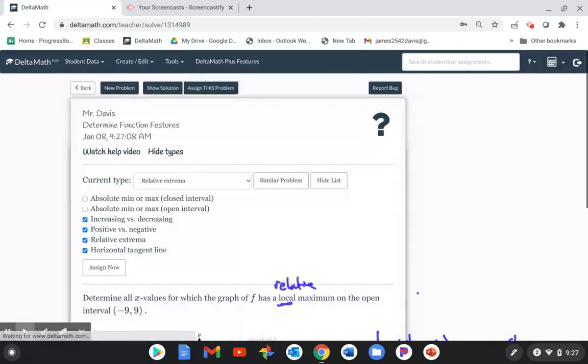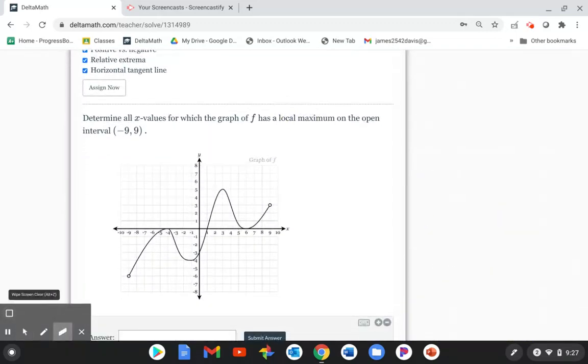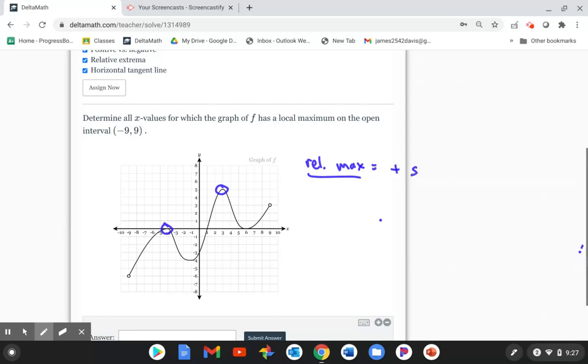Wanted to maybe see one where it asks us for a max. There we go. All right. So a relative or a local maximum on the interval. So local maxes occur just the opposite. Those are going to be the hills. So right here is a hill, right here is a hill. Notice in these hills, a relative max occurs when the slope changes from a positive slope to a negative slope.